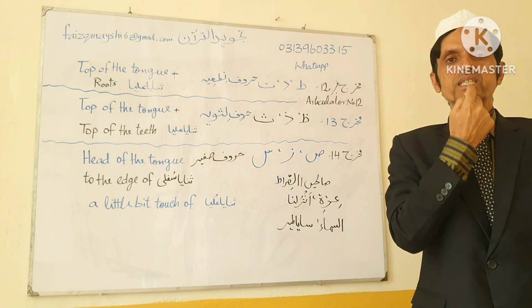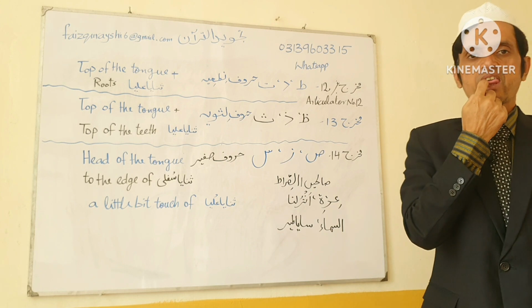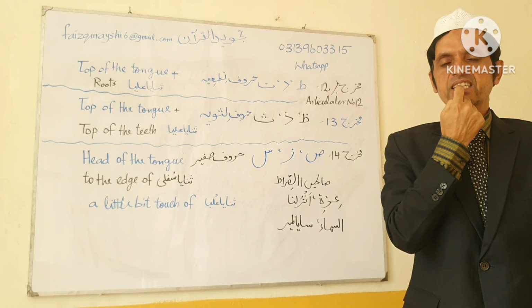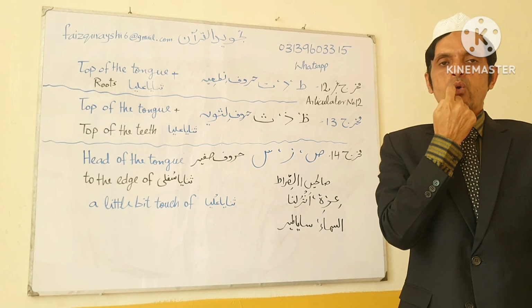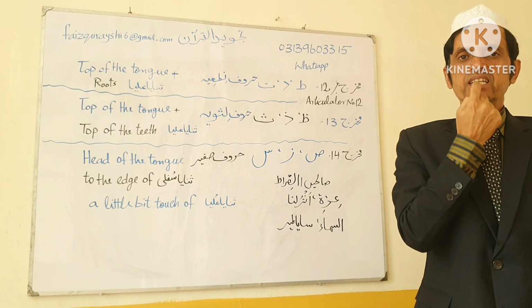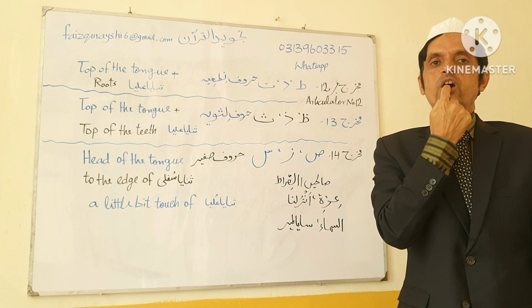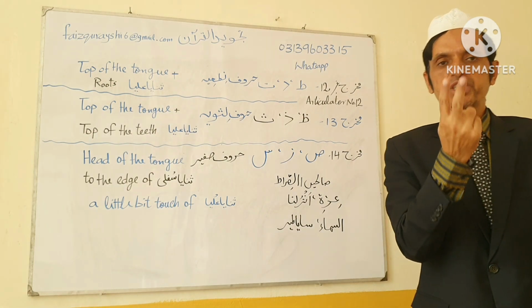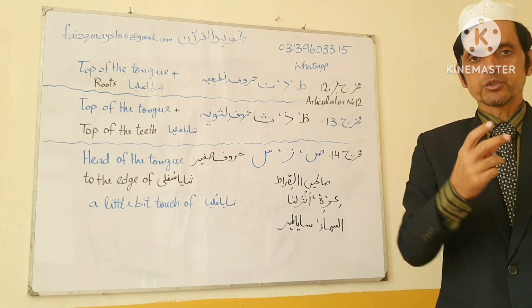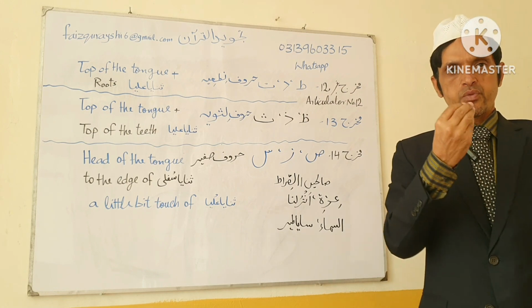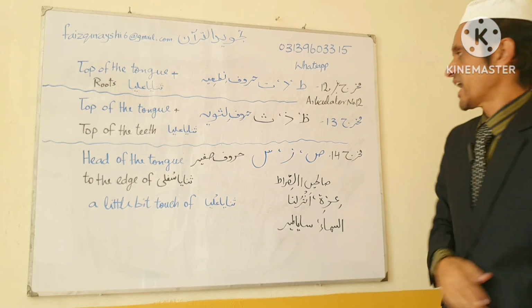One top of your tongue touches. This is the top of your tongue. For example, this is the top of your tongue. When this top of your tongue touches the top of these front two teeth, thanaya ulya, we articulate tha. You try tha, tha, dha, tha.